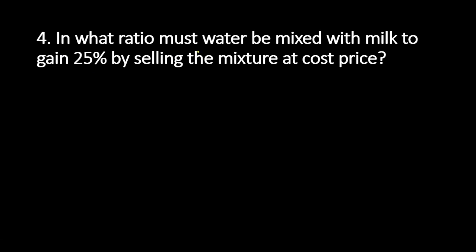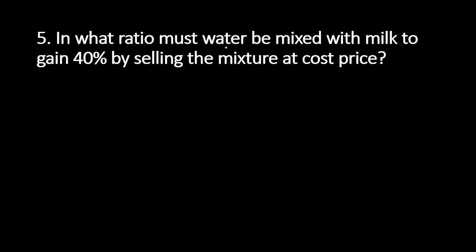In what ratio must water be mixed with milk to gain 25% by selling the mixture at cost price? So 25% is equivalent to how much? 1 by 4. It means for every 4 parts of milk, we have to add 1 part of water. Simply, milk and water in the ratio 4:1.